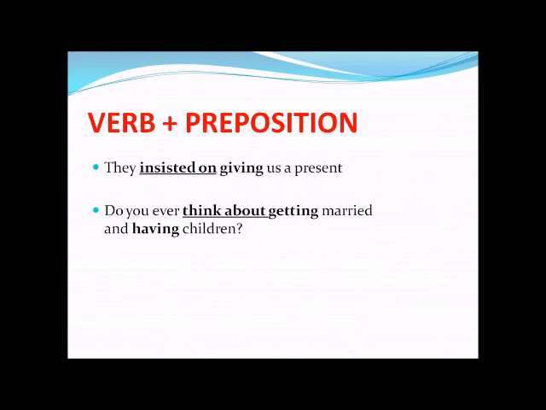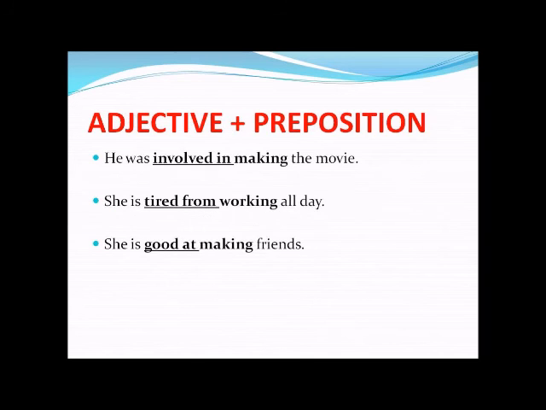First example, they insisted on giving us a present. The verb plus preposition here is insisted on. Next, do you ever think about getting married and having children? The verb plus preposition here is think about. Now we will look at examples for adjective plus preposition.